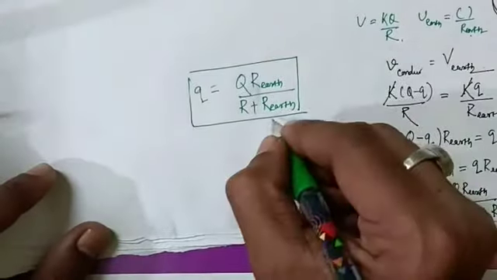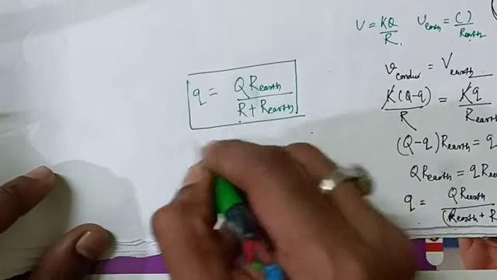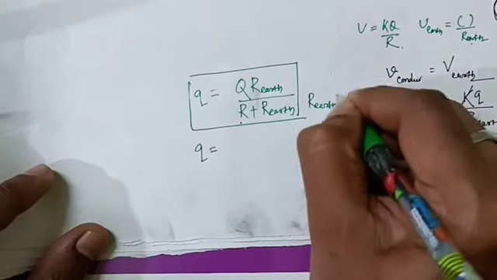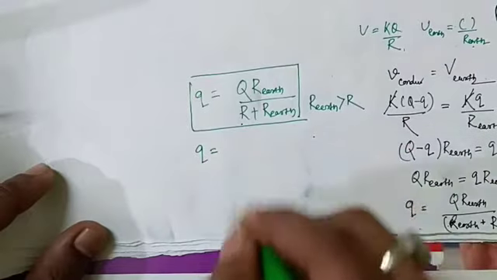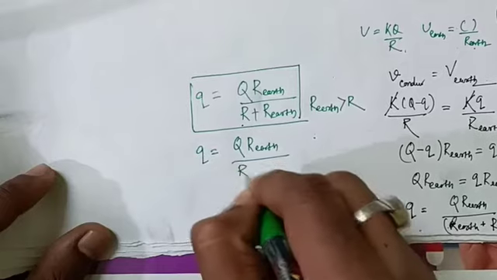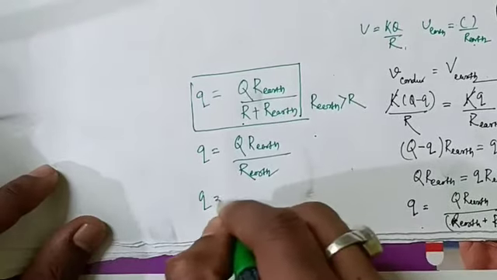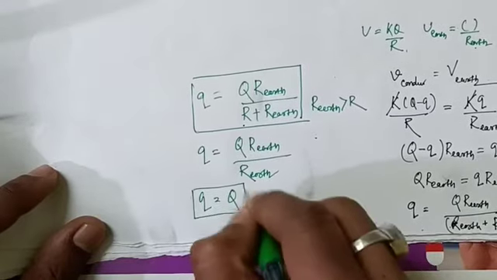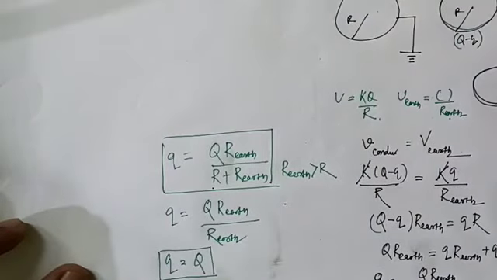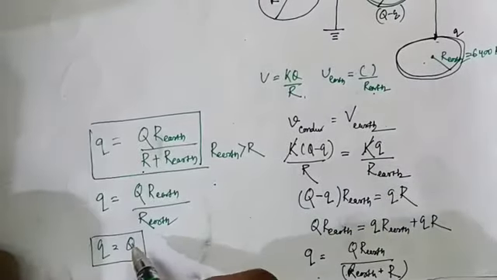If I consider the radius of the earth to be very large, what will happen? The small r is negligible. If I say the radius of the earth is much greater than the radius of the conductor, in that case q equals Q R earth upon R earth, because this is negligible. So q equals Q. How much charge has flown? Q amount of charge has flown.